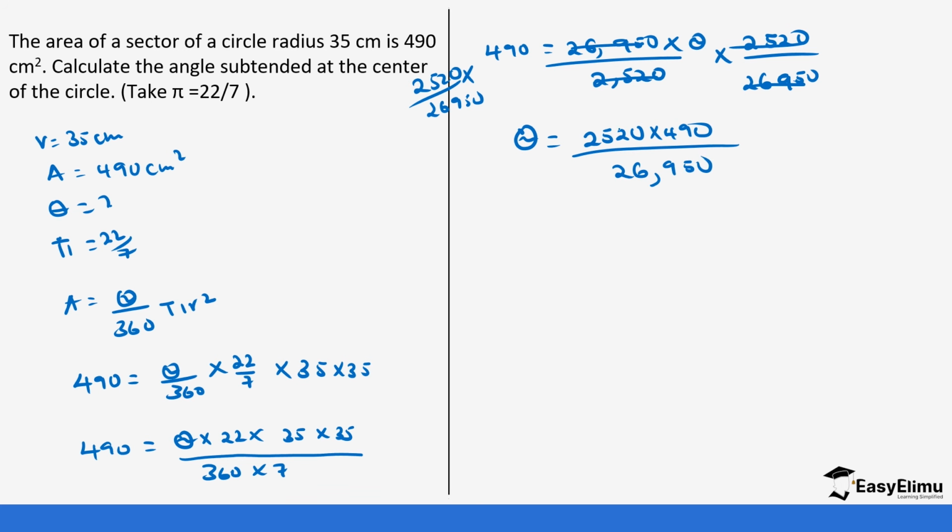So 2,520 times 490 gives us 1,234,800, divided by 26,950. If we do the division, we get 45.82, to two decimal places. This is our angle. So it's 45.82.